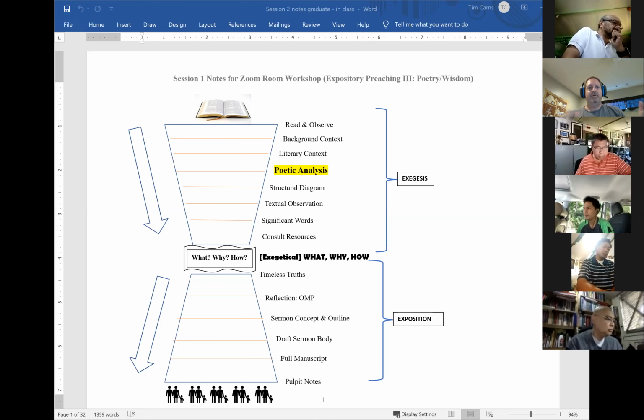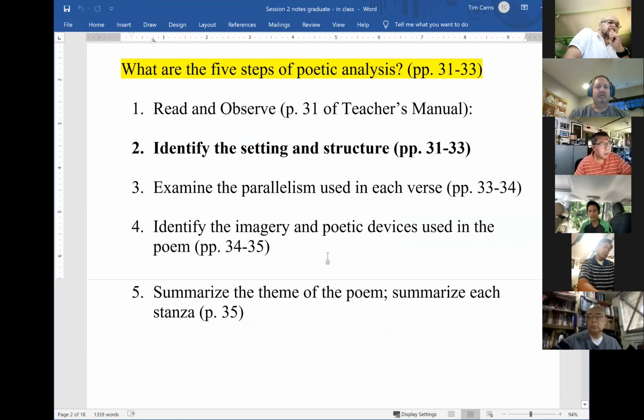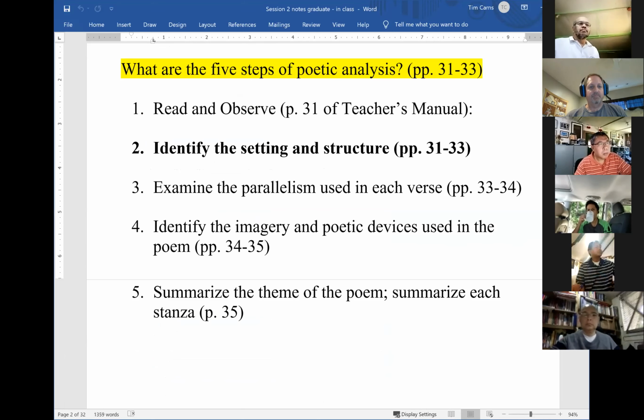So with the Psalms, we dive right into the 4th step, which is the poetic analysis, which I've highlighted here. And for poetic analysis, these are the 5 steps that we will cover. The first step is to take the poem and read through it several times, make observations. The second step, which we began last week, is then to identify the setting. That's the background of the poem and also its structure. How is it divided up? What is its outline? The stanzas, identifying those stanzas, and we'll do that this morning.